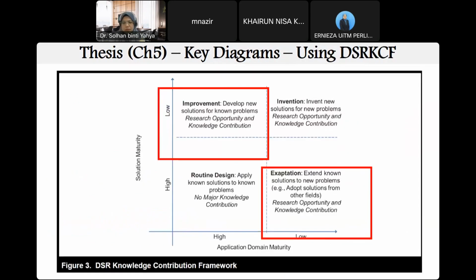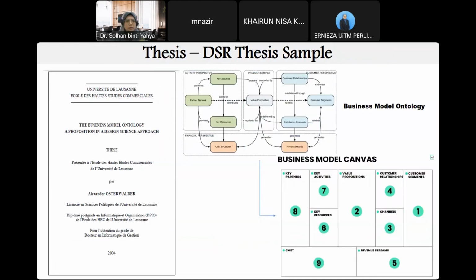Chapter 5, again, is very easy. You have already developed your solution in chapter 4, then justify and expand your knowledge contribution using this diagram. And this is a template that you can use, whether your solution improvement quadrant or your solution acceptance diagram, right?